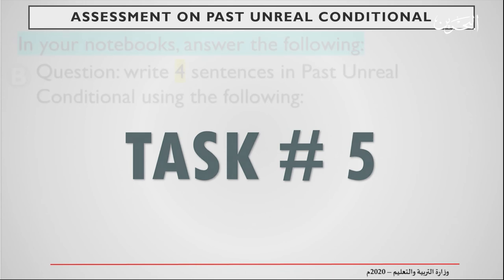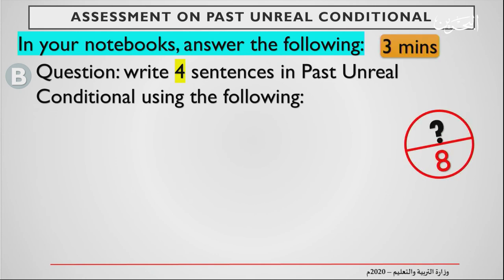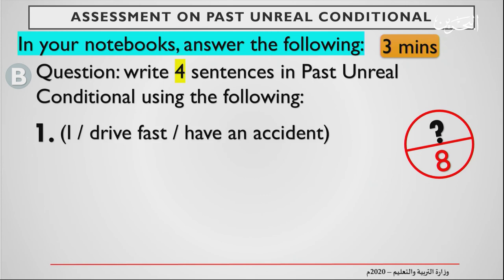Task number five. In your notebooks, answer the following. Question B. Write four sentences in past unreal conditional using the following. And you have a mark of eight. First one. I drive fast, have an accident. Your task is to combine all of these words into one past unreal conditional sentence.